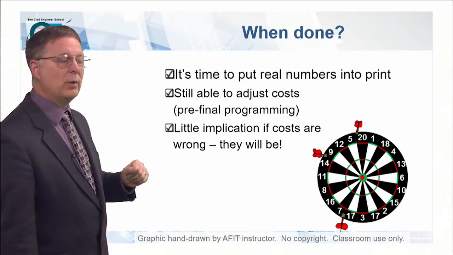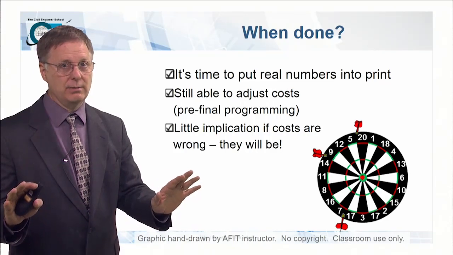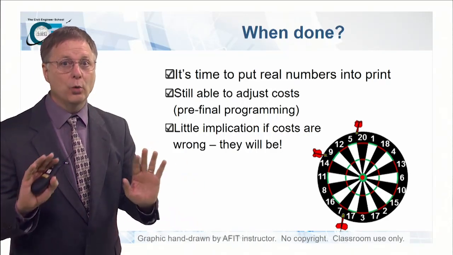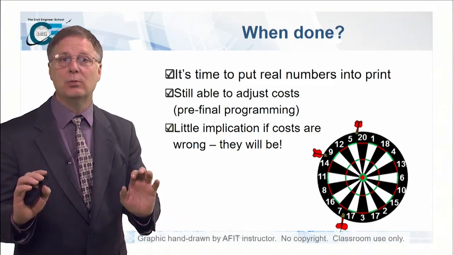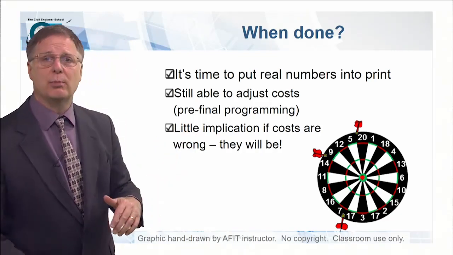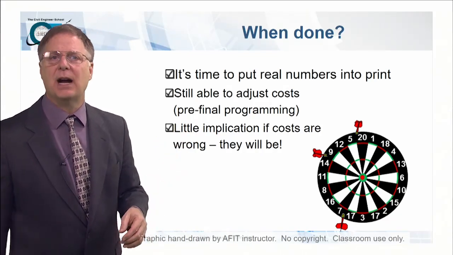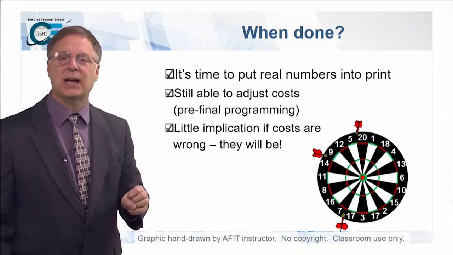So when do you do it? When you've got to put numbers into print. Never, ever put WAGs into print. Danger, danger, Will Robinson. Don't put WAGs into print. They will run away with you, and you will not be able to control it thereafter. You can use it if you're still able to adjust the cost, in other words, you're pre-programming. You haven't made any commitments to higher headquarters that this is what the number is going to be. You're just using a number to kind of get things going.